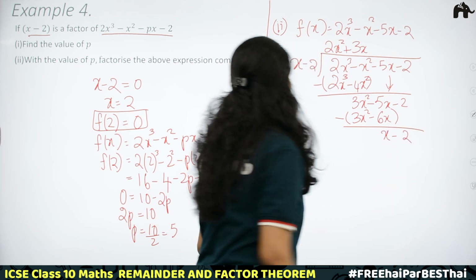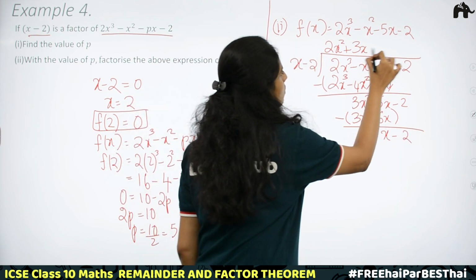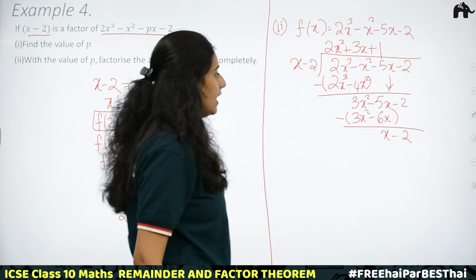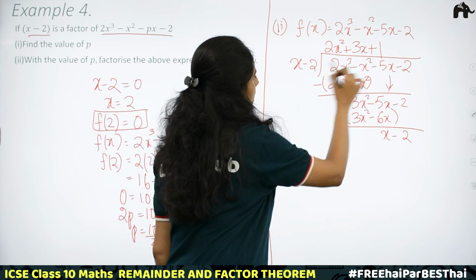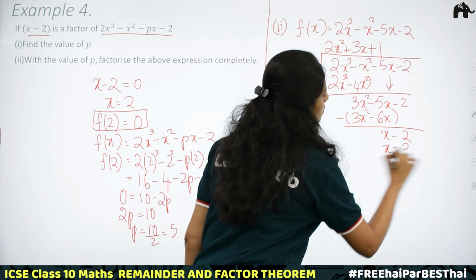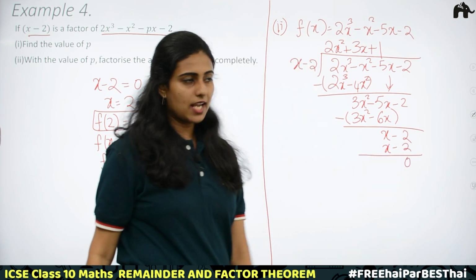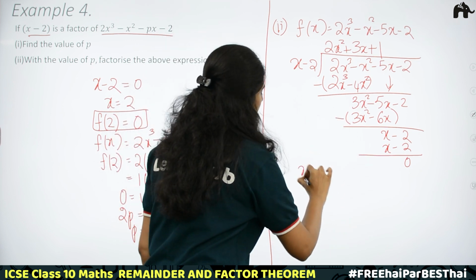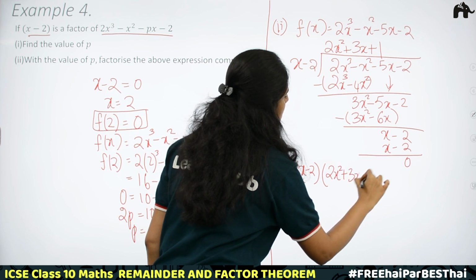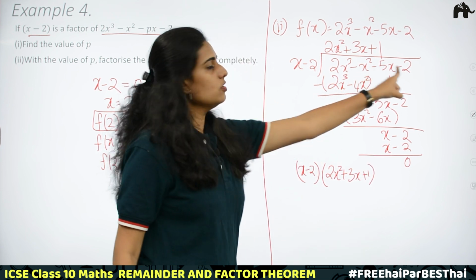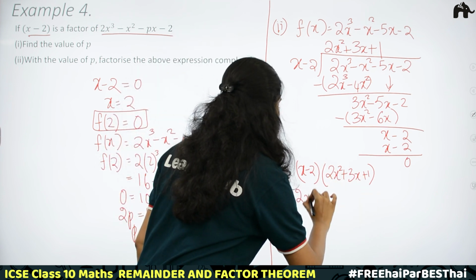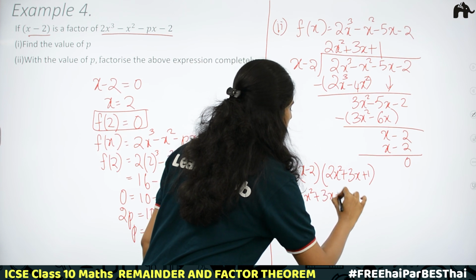X minus 2. So, to get x, we have to have 1. 1 into x is x. 1 into minus 2 is minus 2. X minus 2. Then the remainder will be equal to 0 on subtracting. Okay. So, we got x minus 2 into 2x square plus 3x plus 1 is equal to this thing. Now, we can again factorize this, taking this 2x square plus 3x plus 1.